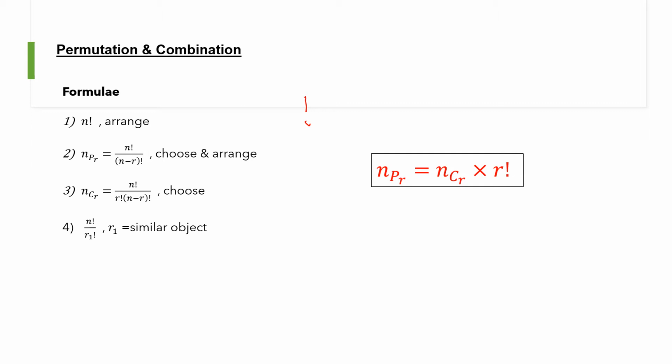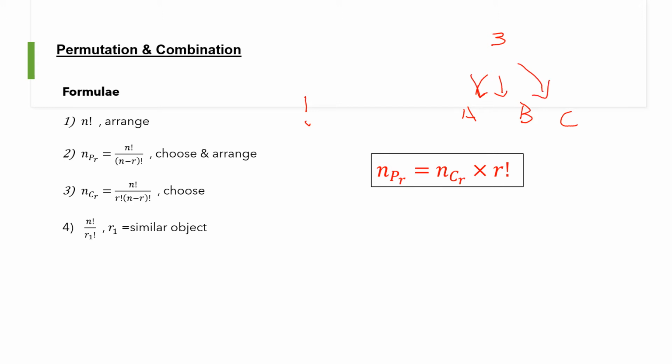Second, nPr. When we use this formula, we are going to choose and arrange something. Let's say, for example, I have 10 candidates, and I'm going to choose 3 of them, and I have to arrange them because let's say there are 3 tasks, A, B, C. For the 3 candidates that I chose just now, I have to find out how many possible ways I can arrange them in these different 3 tasks.